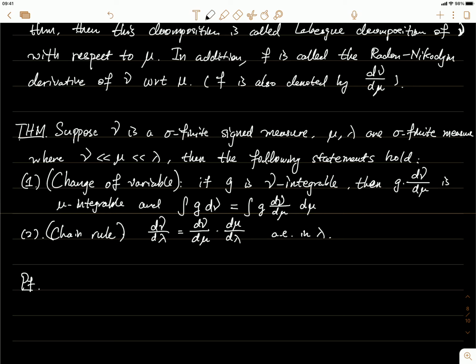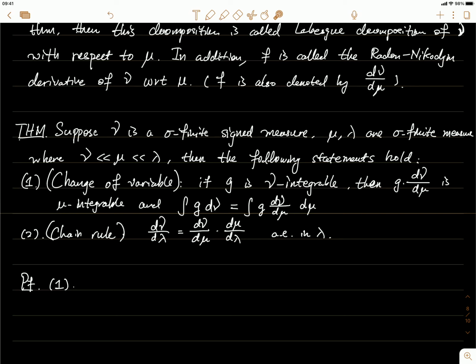Okay, so to prove the first one, we can first show that this equation holds for g a characteristic function of a measurable set.